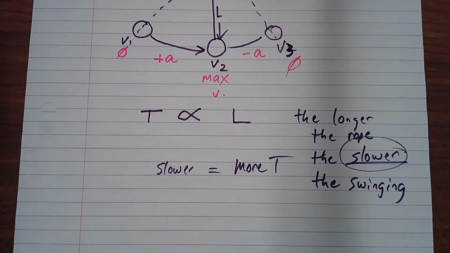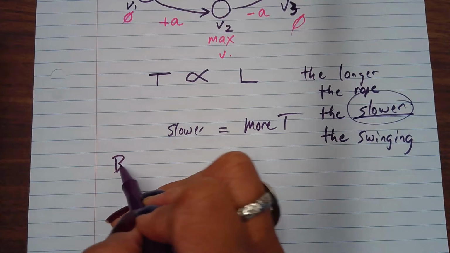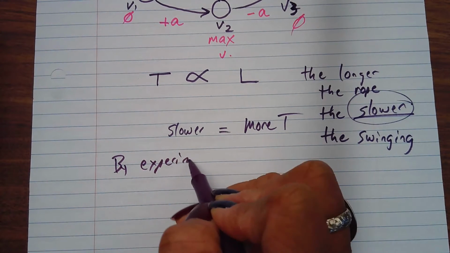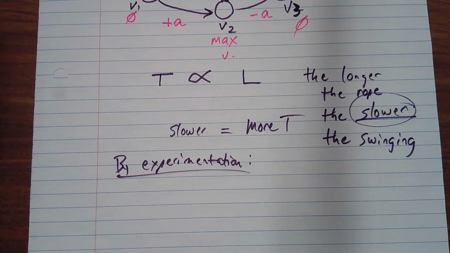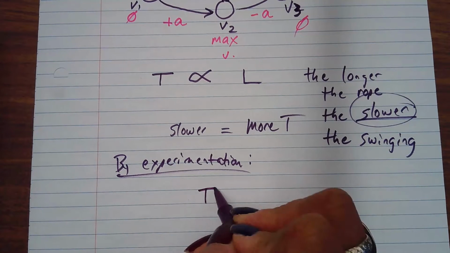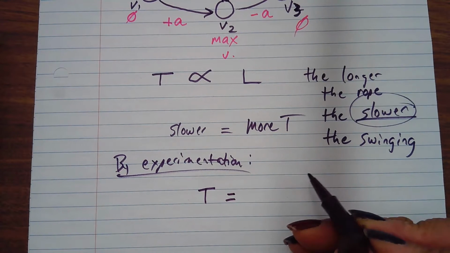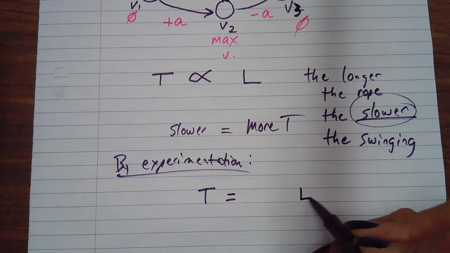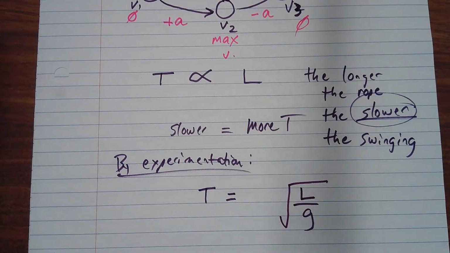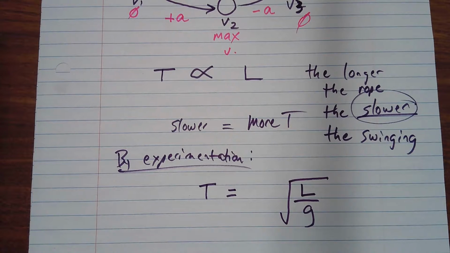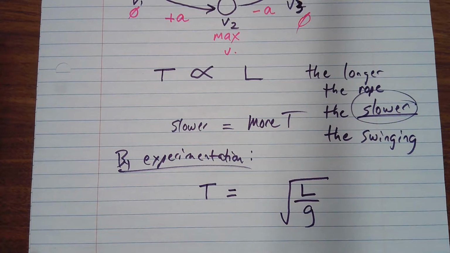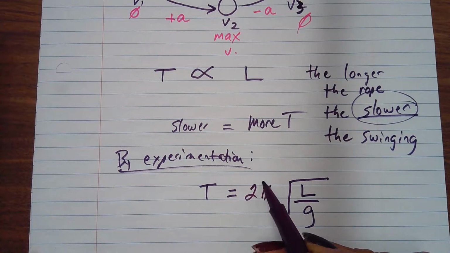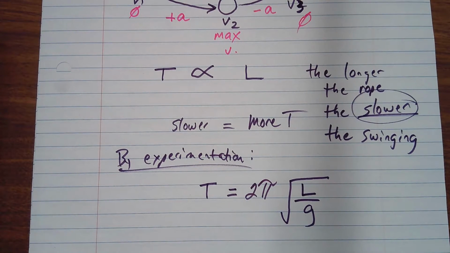Okay, so here's the relationship. This is by experimentation. This was not done by derivation. Scientists did this many times, and they found out that the period of a pendulum is actually equal to, leave some room right here, L over G, and it was actually a square root. So we know that it's direct proportion, but it's not just T over L, it actually is T over root of L. And right here, the constant that makes this equal is 2 pi.